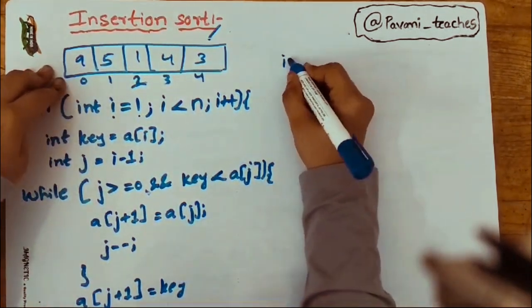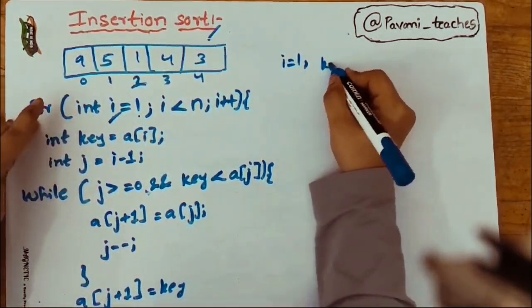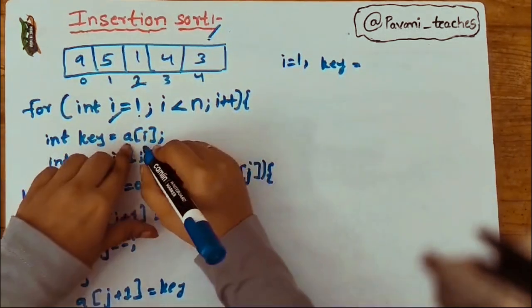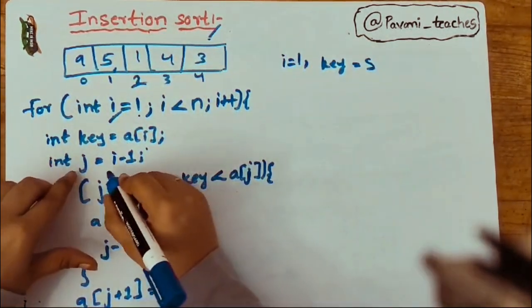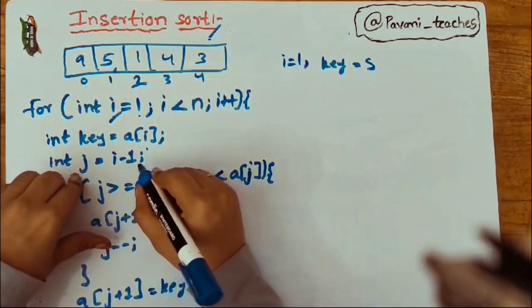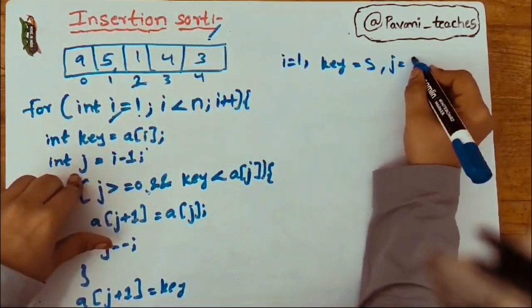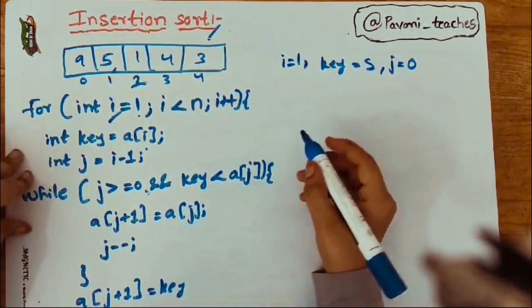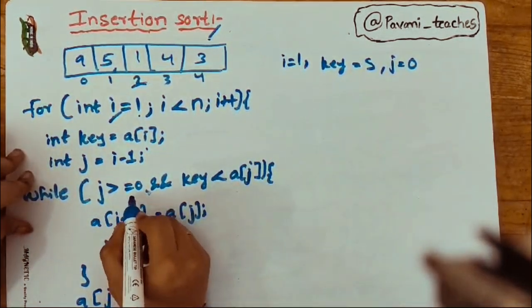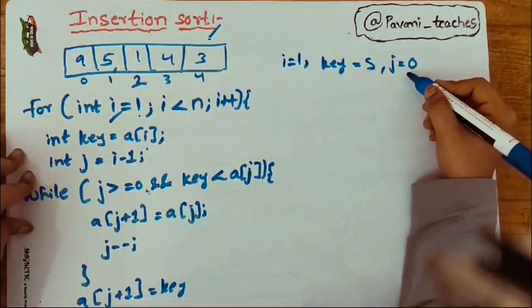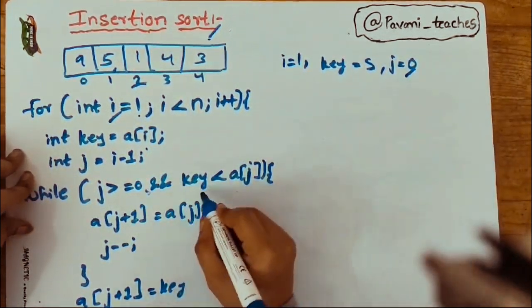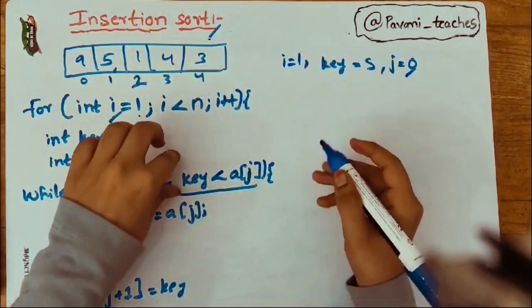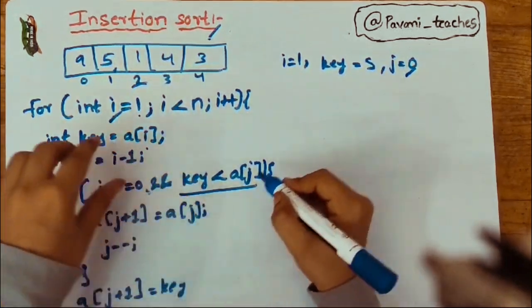At first, where i is equal to 1, the key value will be A of i, which is equal to 5. After that j is equal to i minus 1, that means j is equal to 0. Now we have to check the while loop condition, that is j is greater than or equal to 0. Yes, it is equal to 0, so this is true, and we have to check this condition, that is key is less than A of j.